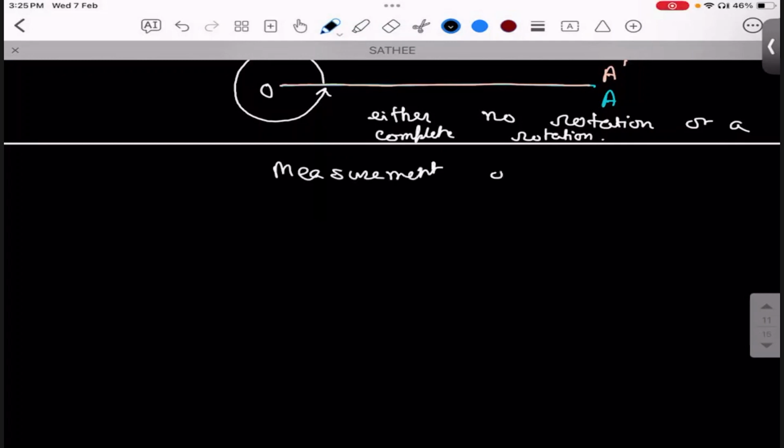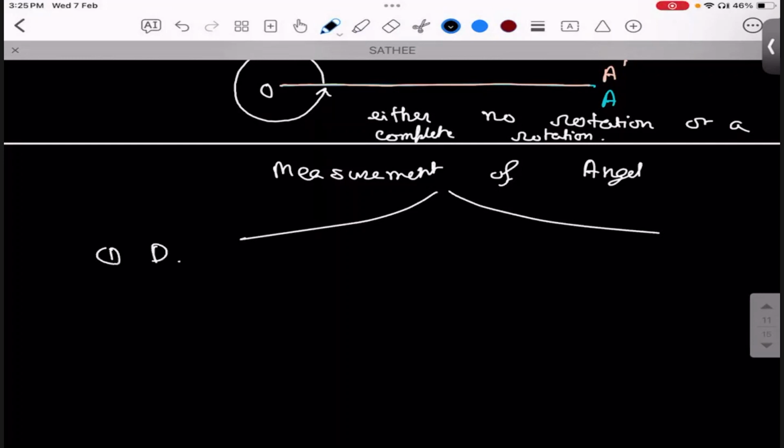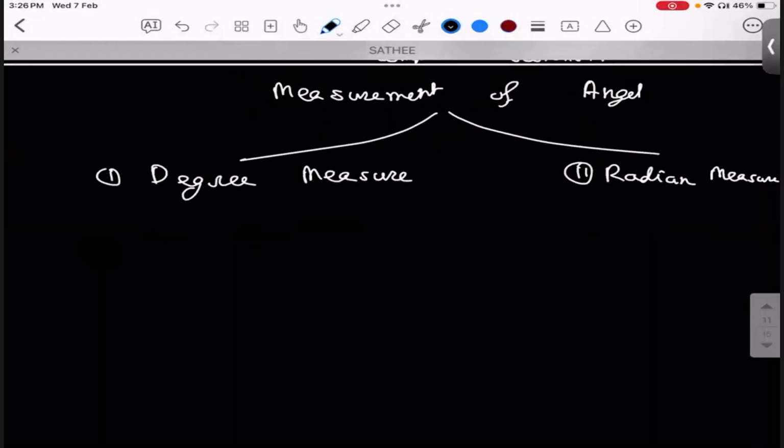So measurement of angle is of two types. One is degree measure and another is radian measure. Okay, so one is degree measure and another one is radian measure. So what is degree measure? So let us discuss this first.